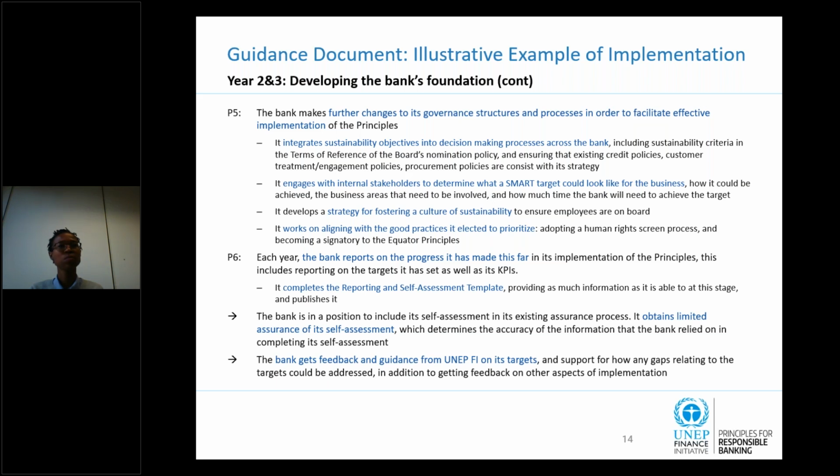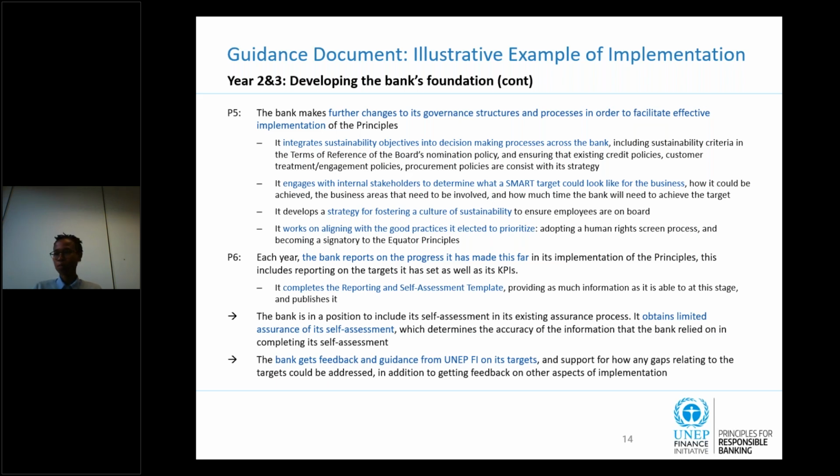And then moving into a strategy for building that culture of sustainability in the organisation. So really how to connect and engage with the employees, and then working and aligning with good practices that it has elected to prioritise. So looking at some of those additional frameworks that are going to help the organisation make progress as well, for example, it could be a human rights screening process, or perhaps being a signatory to the Equator Principles. So building in, if you like, that environmental and social risk assessment into project finance, for example, through the Equator Principles, and giving it that focus in particular around climate, as we know with the Equator Principles version 4 coming through.